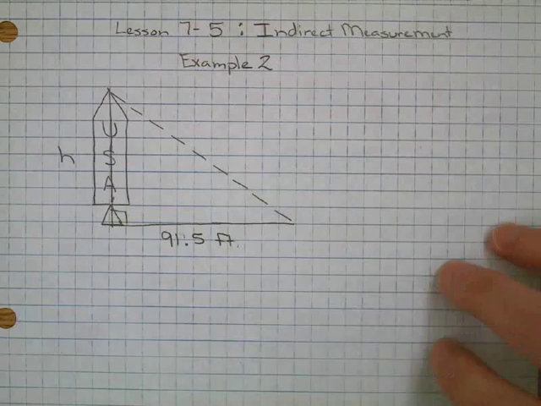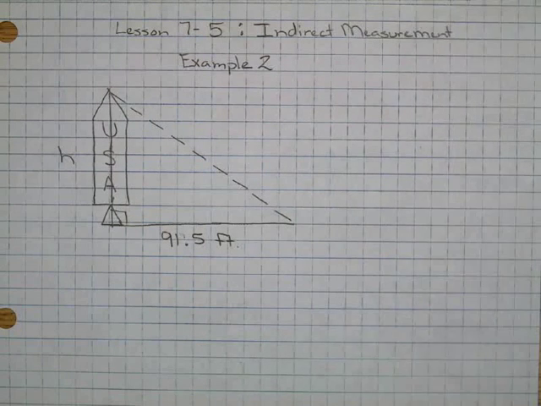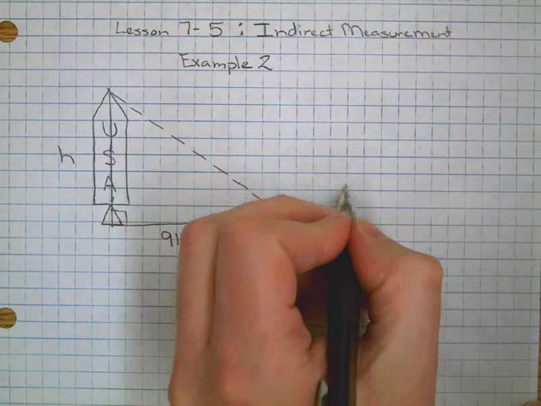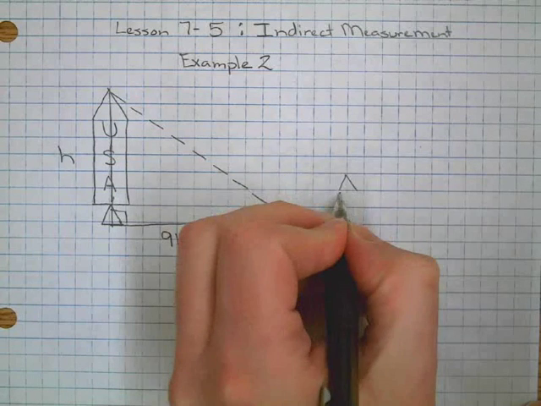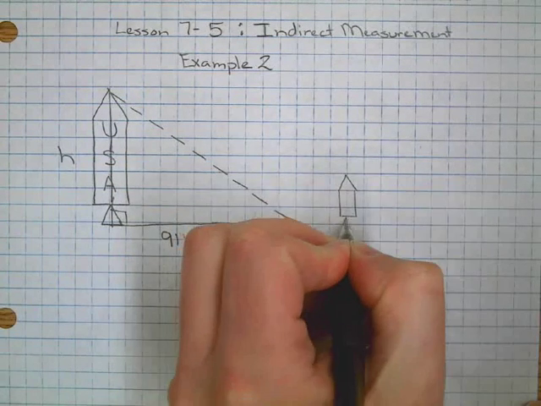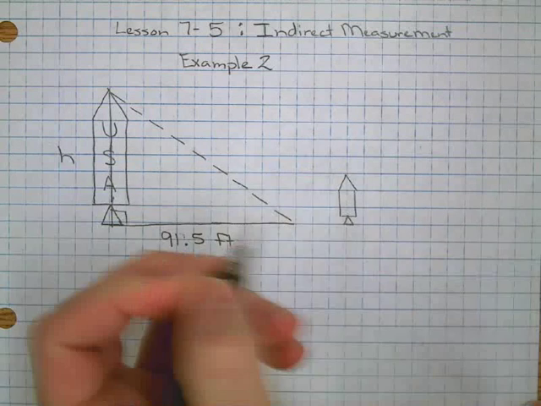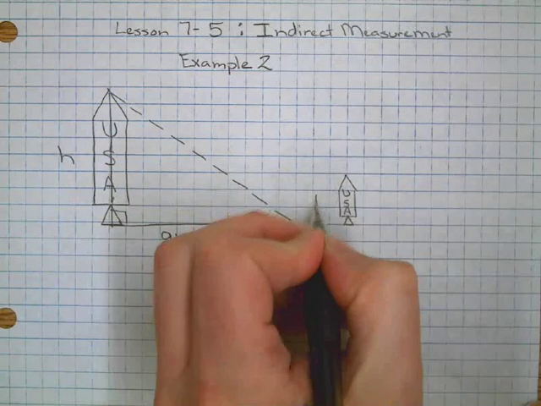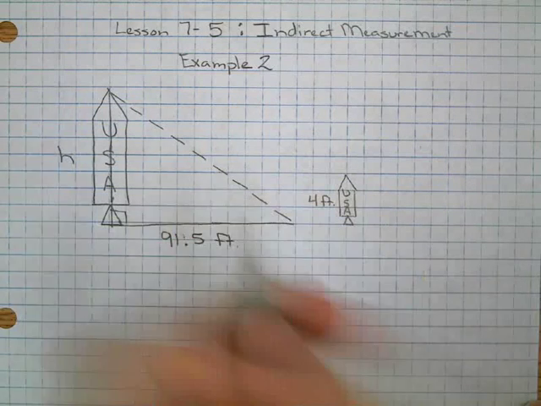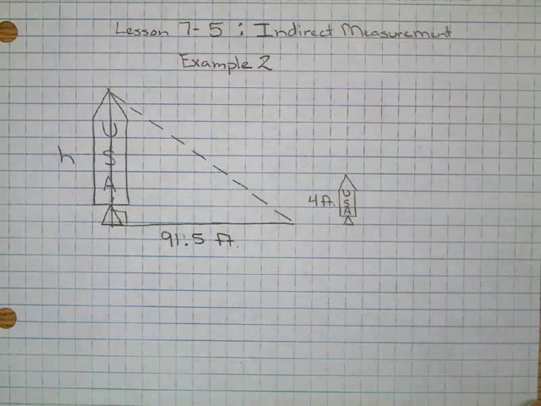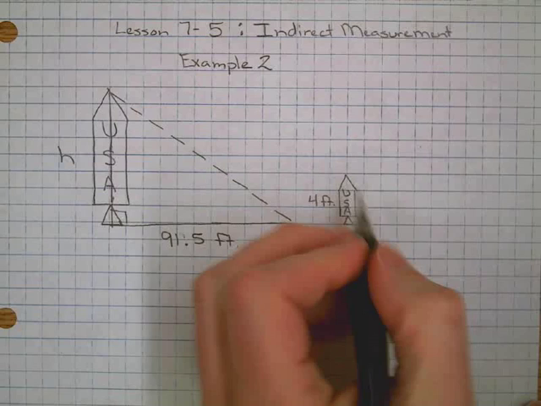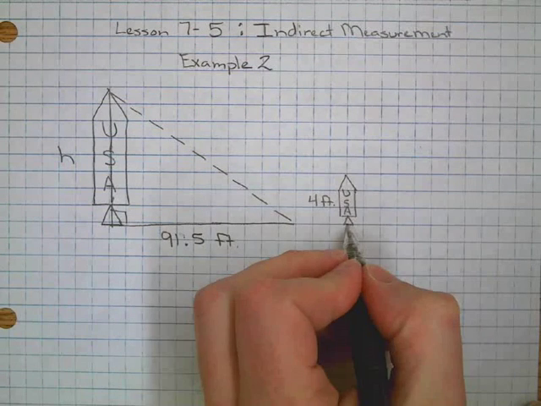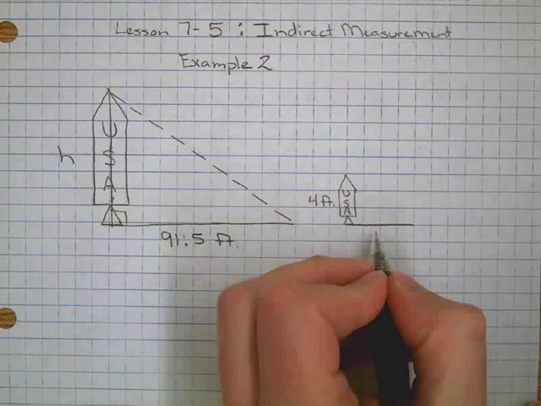Now that in itself is not enough for us to figure out the height of the rocket, but there's a model rocket over to the side. And that model rocket, we do know the height of. The height of that model rocket is 4 feet, because it's small enough for us to actually measure. It's a little shorter than we are. And it casts a shadow of 3 feet.